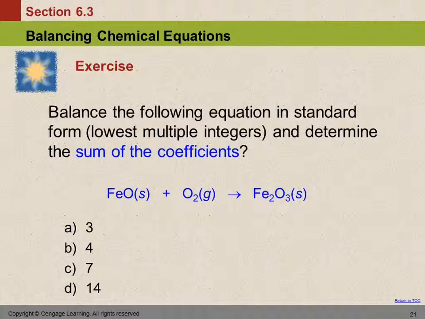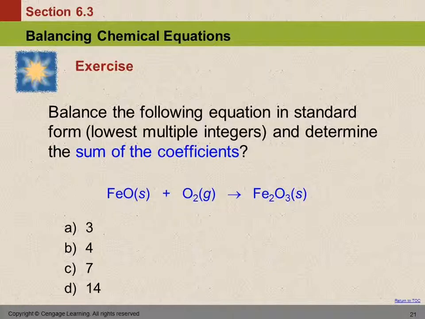So let's do an example. Balance the following equation in standard form. And by standard form, they mean the lowest multiple integers, the lowest ratio. And it says determine the sum of the coefficients. So I give you multiple choice exams and test balancing equations with multiple choice. There's a couple of different ways you can do it, and this is one way. So let's ignore the whole multiple choice aspect and let's just balance this thing.